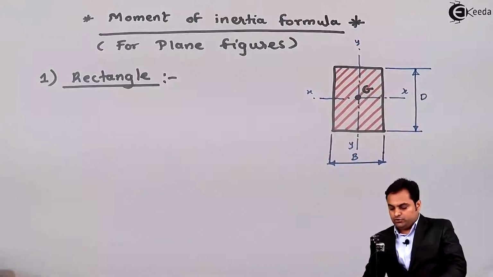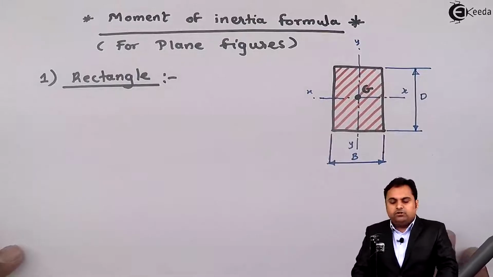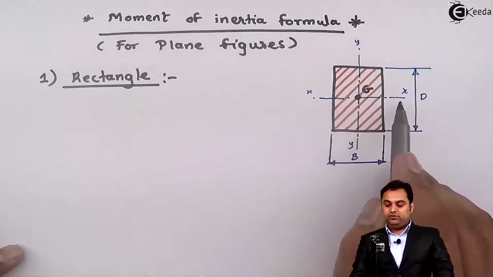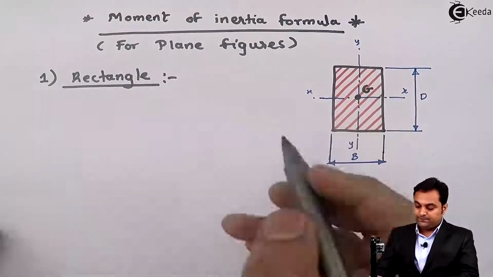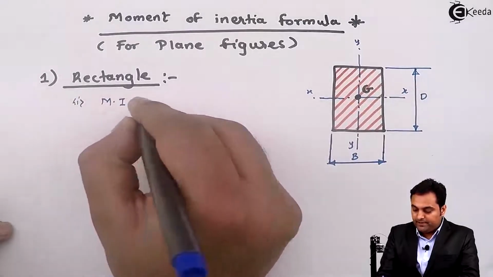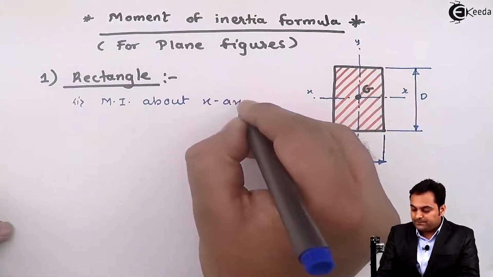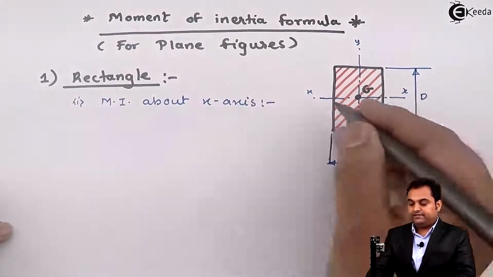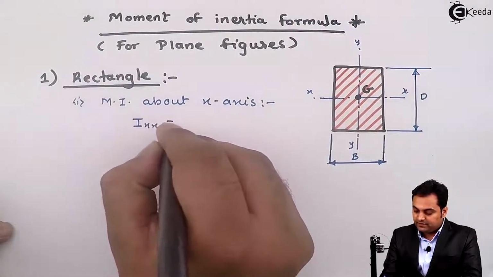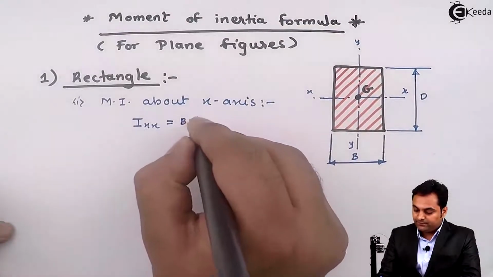So now the moment of inertia which I am writing will be for all the figures located at the centroid. First I'll write down MI about x-axis. Moment of inertia is denoted by MI about x-axis. For a rectangle, it is Ixx is equal to BD cube by 12. This is the formula.